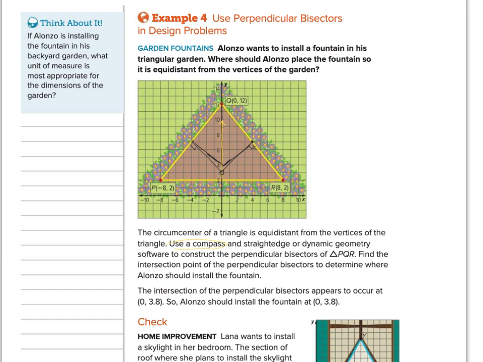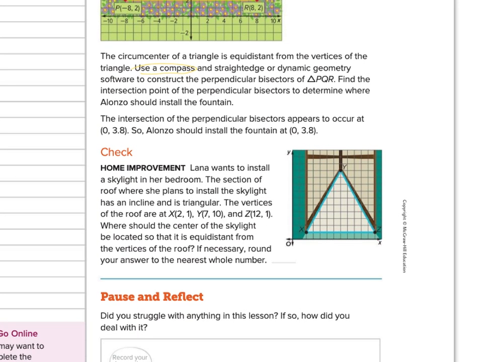So there you go. And then doing the other example, it says Lana wants to install a skylight in her bedroom, and the section of roof where she plans to install the skylight has an incline and is triangular with the vertices given. Okay, so they've given us the vertices. Where should the center of the triangle be? Well, we know that the perpendicular bisector between X and Z should be there, going this direction.